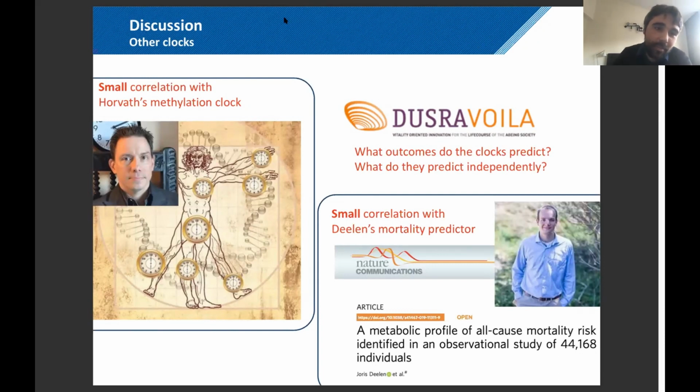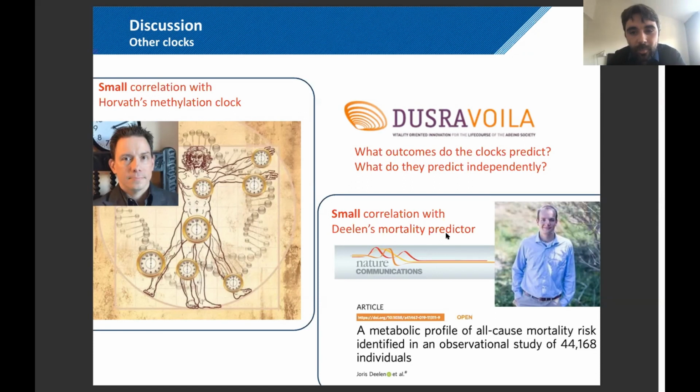Previously I mentioned there was an insignificant correlation. Well, it depends on the sample size. If you look in large studies, it's also somehow significant, but in the end, it is a small correlation. And this is the same for a different predictor on the same type of data, done by my colleague Joyce Deelen. He used this data to predict mortality directly. So he trained a predictor for mortality, and the discrepancy in age and the mortality predictor also show a small correlation.